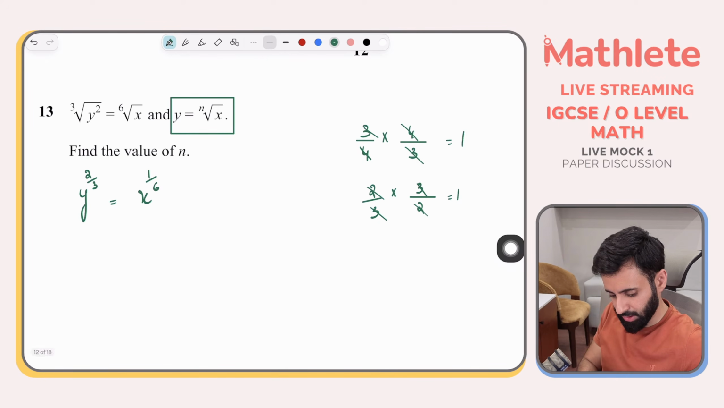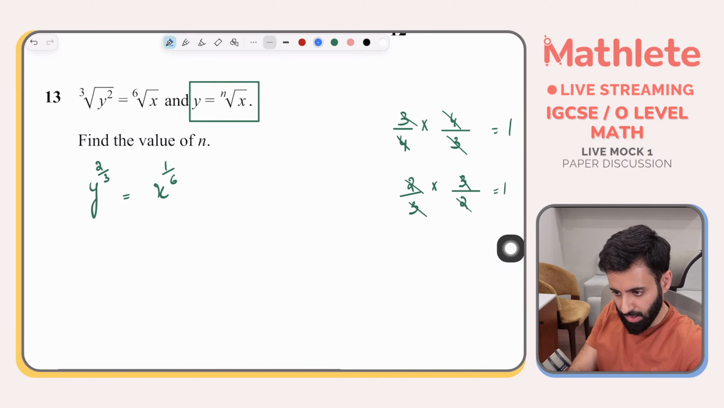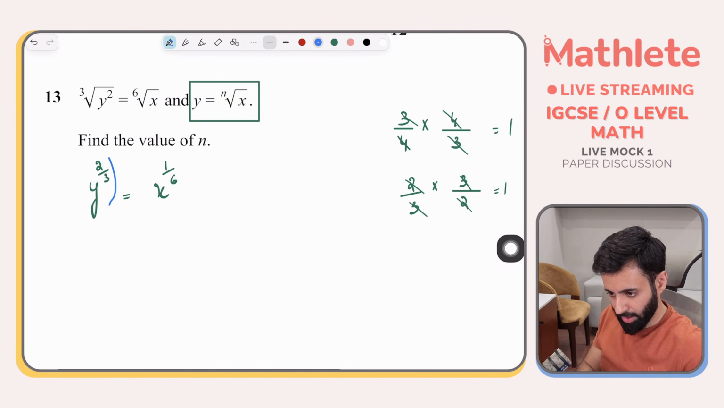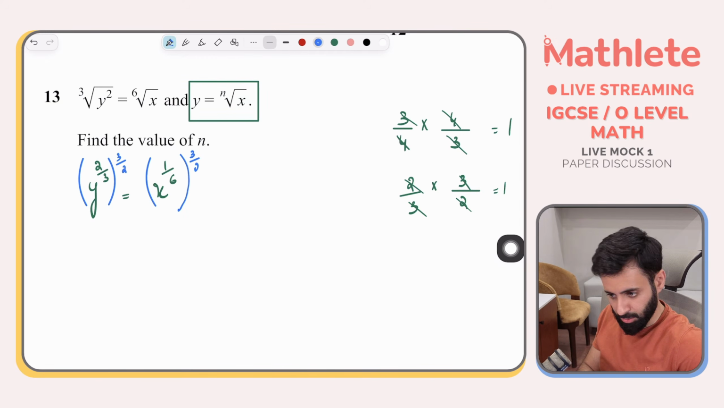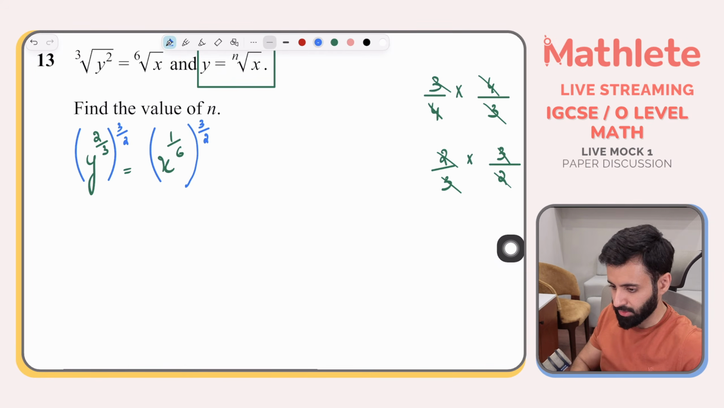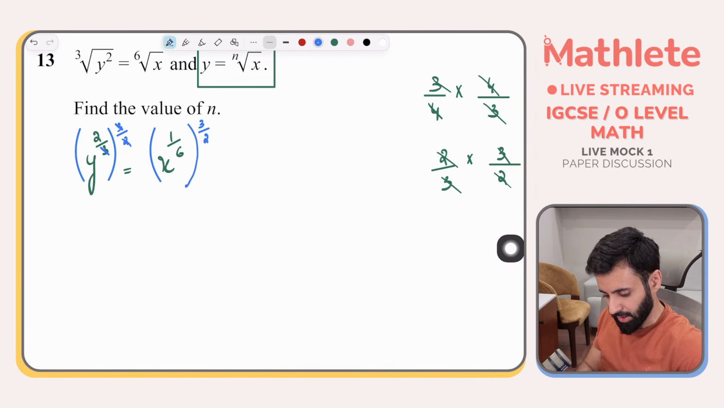Okay, simple common sense. So if I wish to make the power 1 on y, that means I better raise it to the power of 3 upon 2 on the left and the power of 3 upon 2 on the right. So let's do that. And what's the objective? It's not that we've randomly decided to do that. We've decided so that we can make the power on y 1.